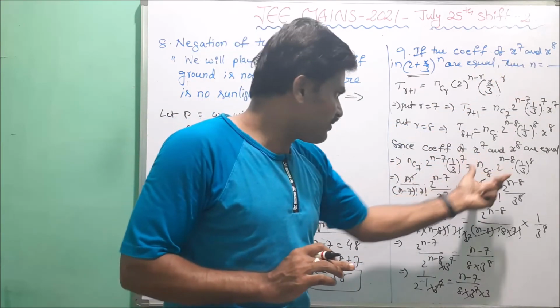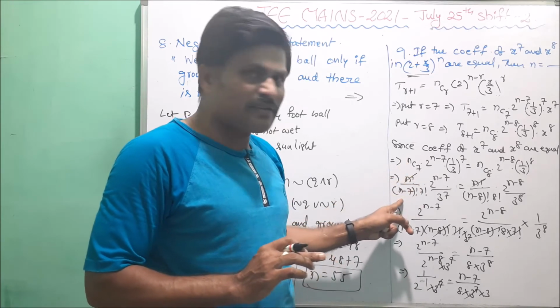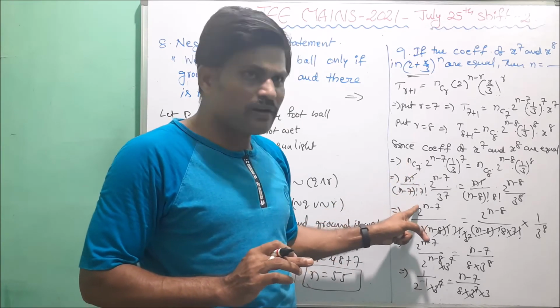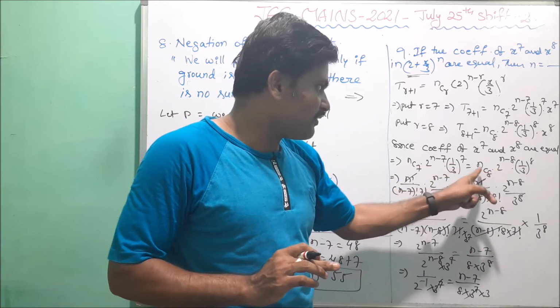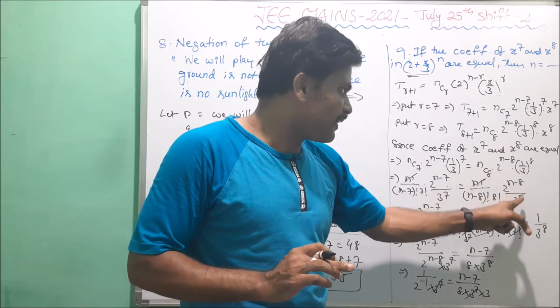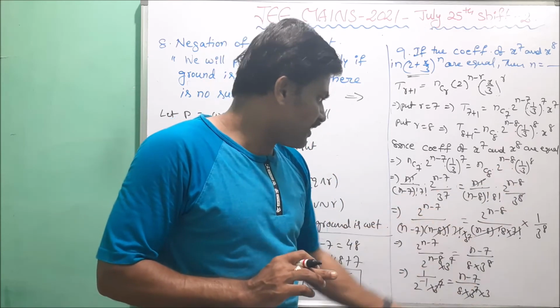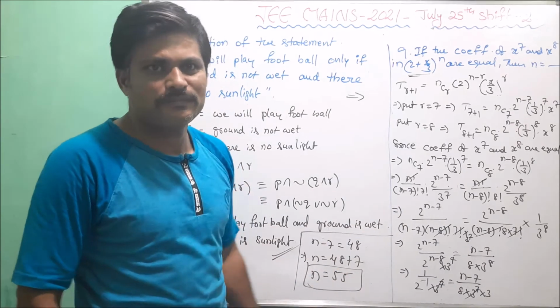Then we take coefficients. So here it can be written as n factorial by n minus 7 factorial into 7 factorial, 2 power n minus 7 by 3 power 7. On the right side, n factorial by n minus 8 factorial into 8 factorial into 2 power n minus 8 by 3 power 8. And it can be simplified, in that we get the value of n is 55. This is the solution.